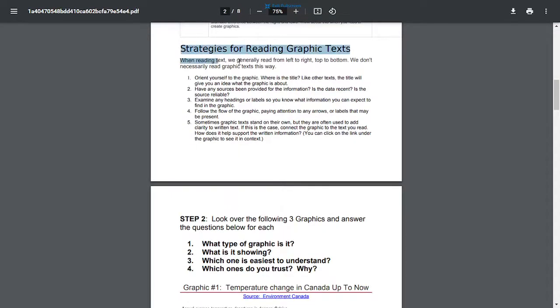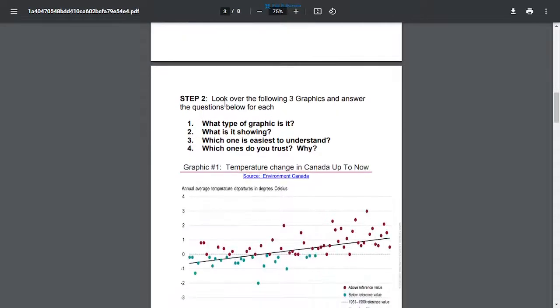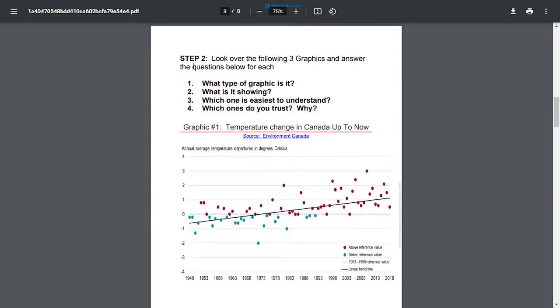So how do we read graphic text? Try to read from left to right, top to bottom. This is like a page: you read from left to right, top to bottom, kind of like a Z format. Try to find the title first. See when it was made. Is the source reliable? Look at any headings that you can see. Are there any arrows moving your eyes? So that's kind of like the intro to that.